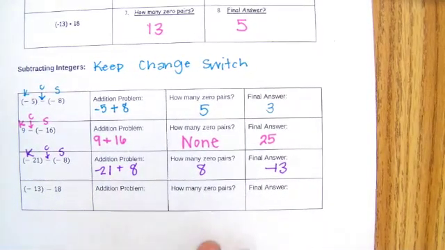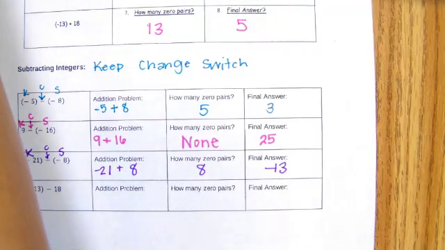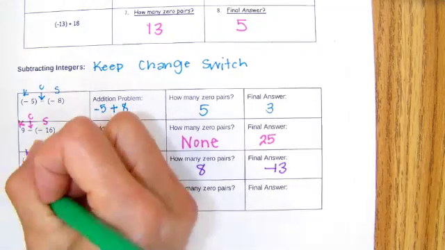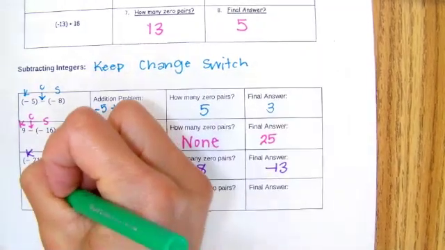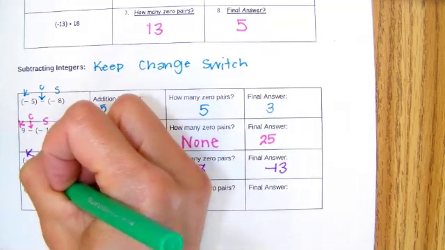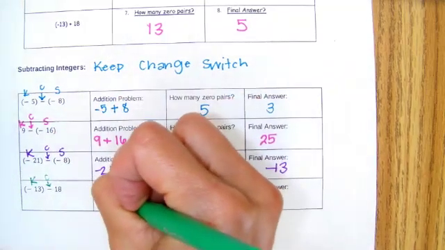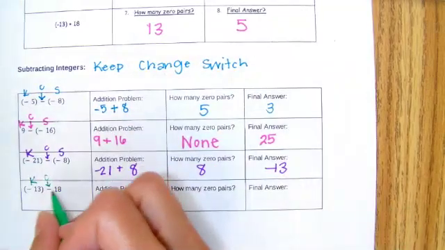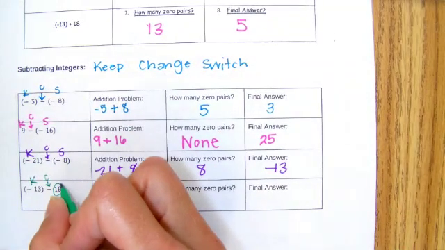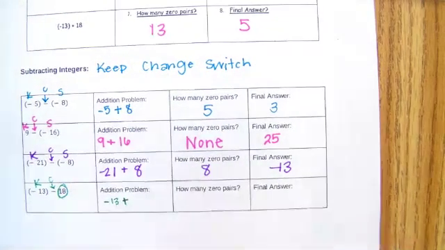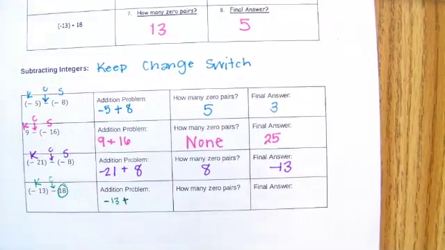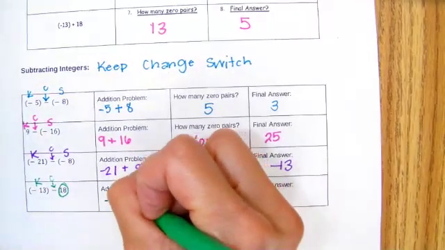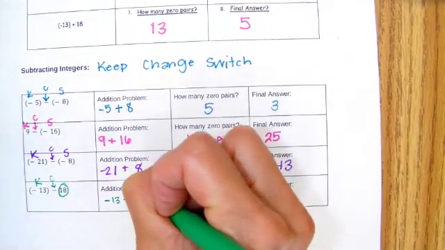Okay, last one. Here we go. We're going to change it to an addition problem. Okay, so here we go. We're going to keep it. So keep negative 13. Do not change that. Change that middle minus sign to a plus. Now, I just have 18. Notice there's not a negative in front of that, right? So I'm going to switch that 18, and this is where students get confused, to a negative 18.